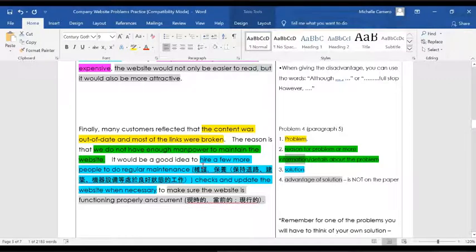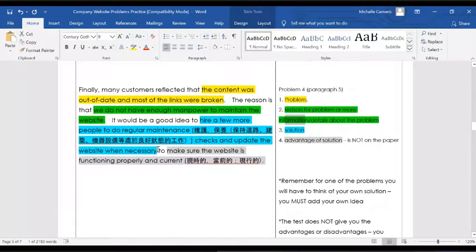It would be a good idea to hire a few more people to do regular maintenance checks and update the website when necessary. And then how did they introduce the advantage? They use the word "to make sure the website is functioning properly and current."